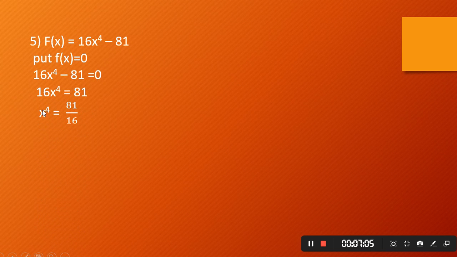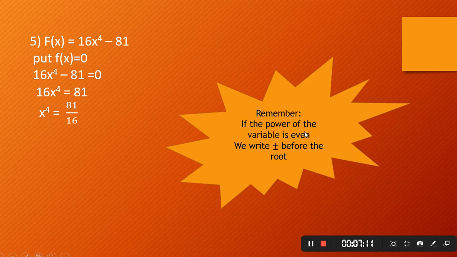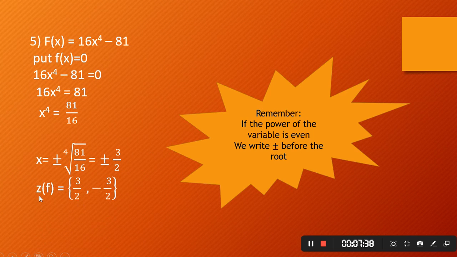16. Listen, please. I have here x^4. If the power of the variable is even, we have to write positive or negative before the root. Don't forget to put positive or negative. So x here equals positive or negative the fourth root, and you can use the calculator to find the fourth root of 81 over 16, which equals positive or negative 3 over 2. So z of f here equals the set of 3 over 2 and negative 3 over 2.